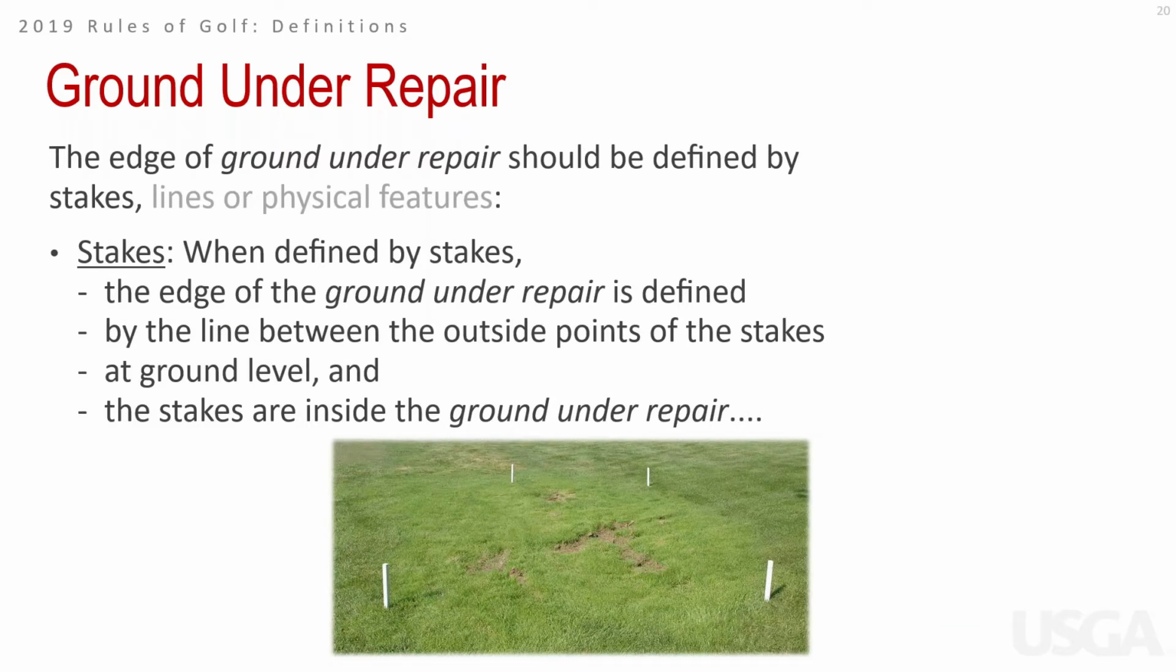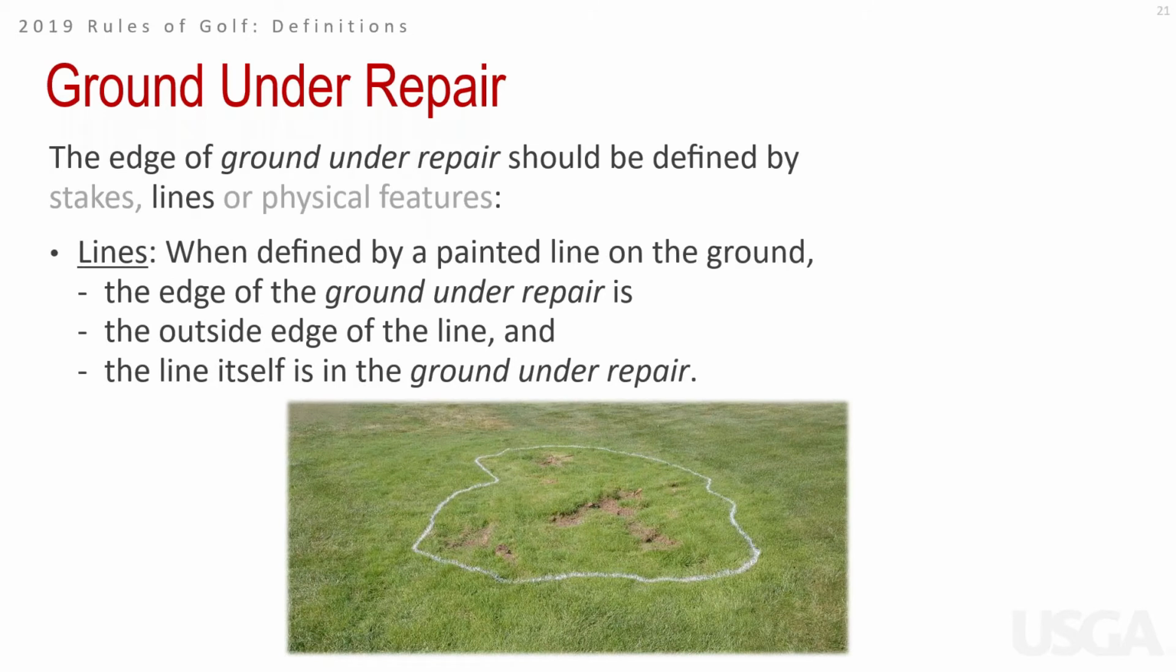Here we'll start talking about how a ground under repair area should be defined. So for this example, we are defining our ground under repair by stakes. When defined by stakes, the edge of the ground under repair is defined by the line between the outside points of the stakes at ground level, and the stakes are inside the ground under repair. So that basically is saying that the outermost edge of those stakes is where the ground under repair starts and stops. Anything inside and including those stakes is our ground under repair.